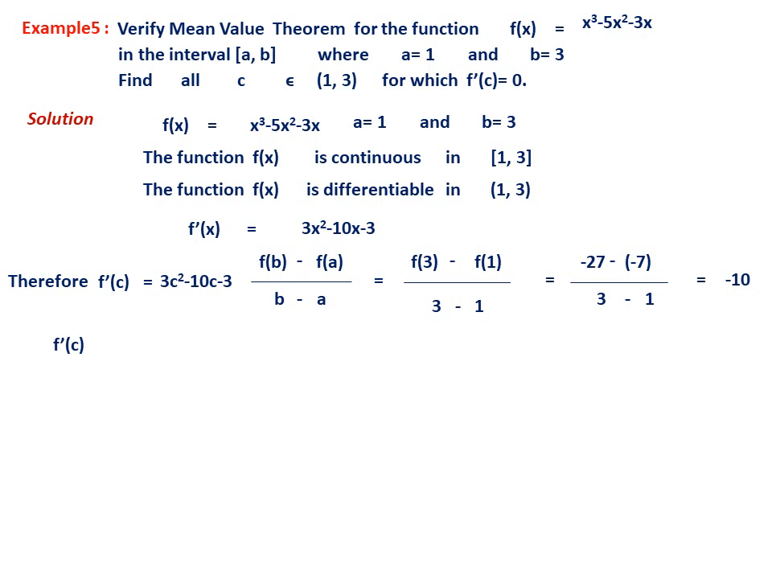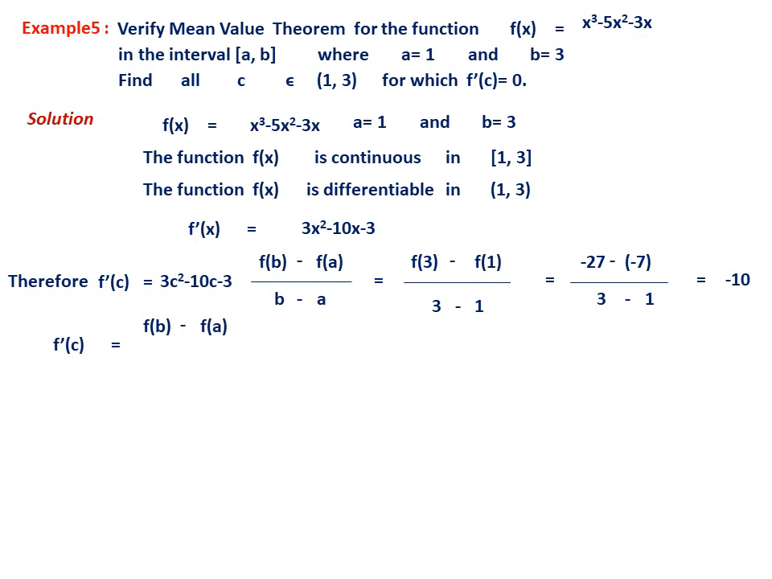Now what should we do? f dash c equal to f of b minus f of a divided by b minus a, which implies 3c square minus 10c minus 3, that is f dash c, must be equal to minus 10. So you have to solve this equation. So 3c square minus 10c plus 7, because minus 10 you can take to the left side, so it becomes a quadratic equation. So solve this one. How to solve? When you factorize, it is (3c minus 7) into (c minus 1) equal to 0. Therefore this implies either c should be 7 by 3 or 1.